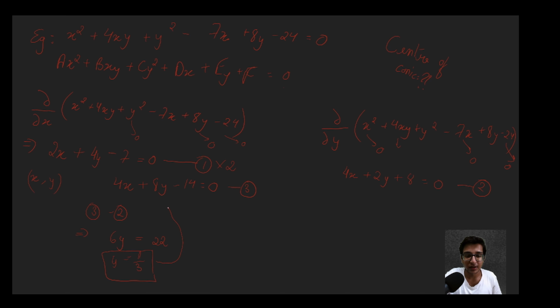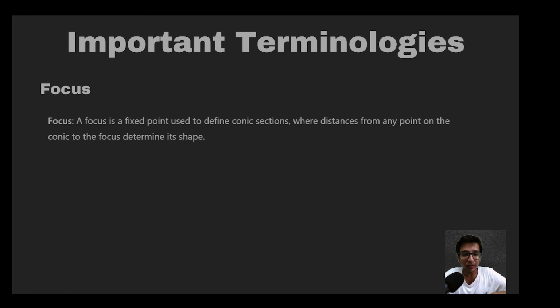So you can put the value of y in any one of the equations and find out what our x is going to be. I leave that to you to calculate the value of x and find out the center of this conic. Now let's look at what focus is. Focus is a fixed point in a conic section through which distance can be measured.